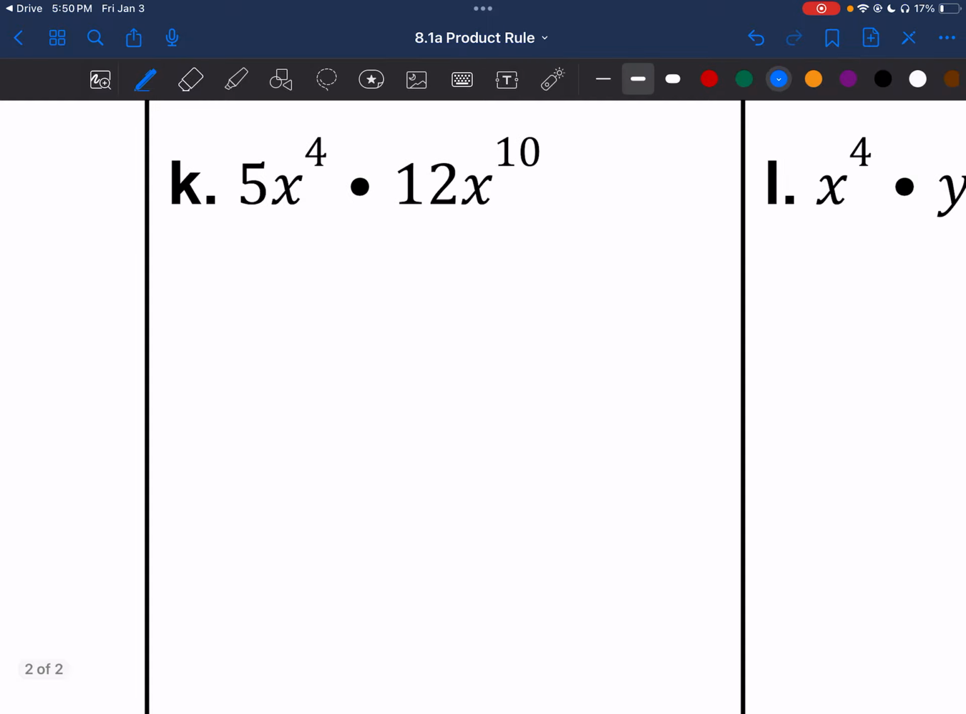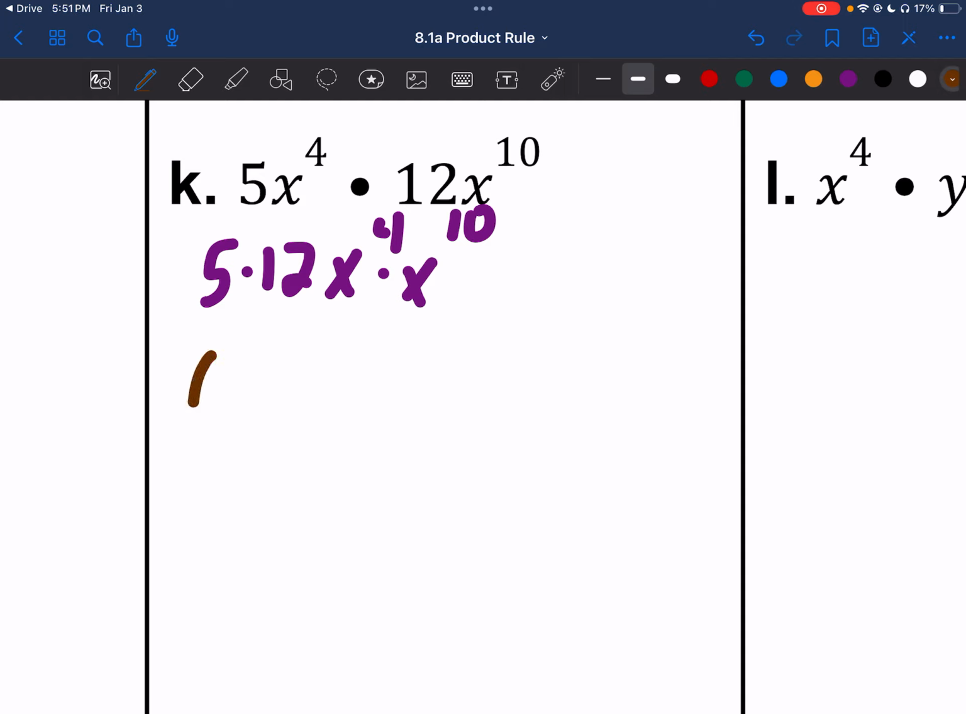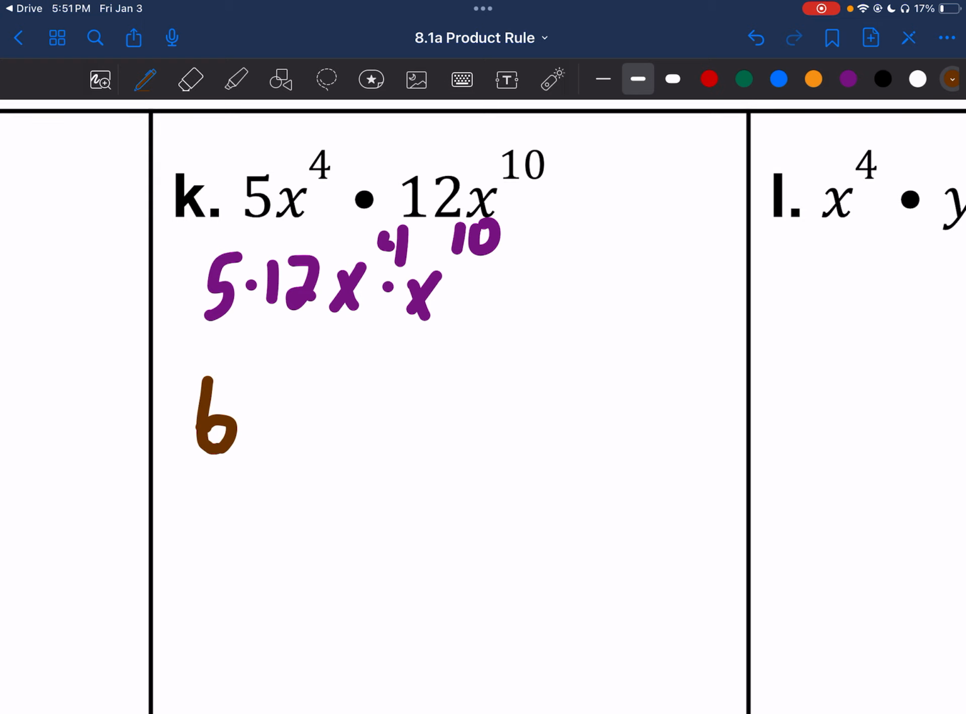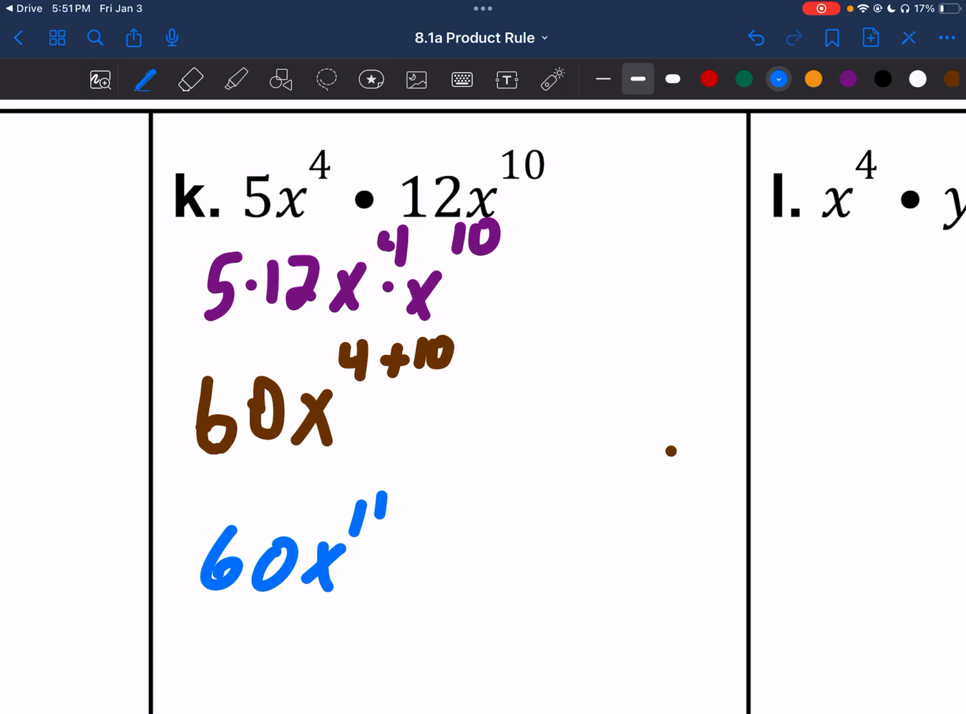All right, letter K. Group our coefficients first. 5 times 12. We have an x to the 4th. We have an x to the 10th. Now let's do the simplifications. So 5 times 12 gives me 60. Okay, and now we've got x to the 4th plus 10th, and that gives me 60 x to the 14th.